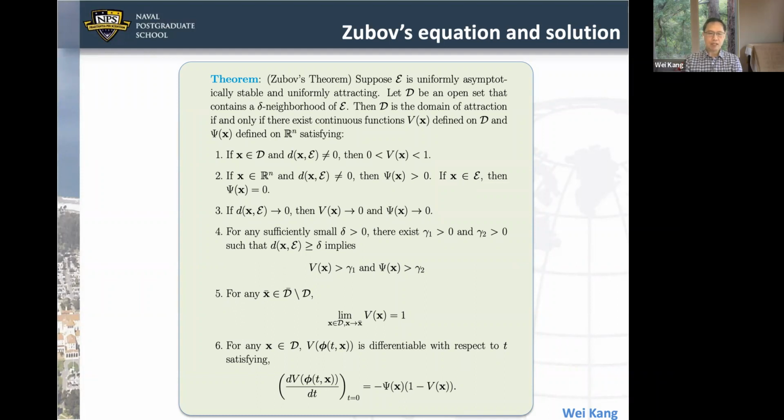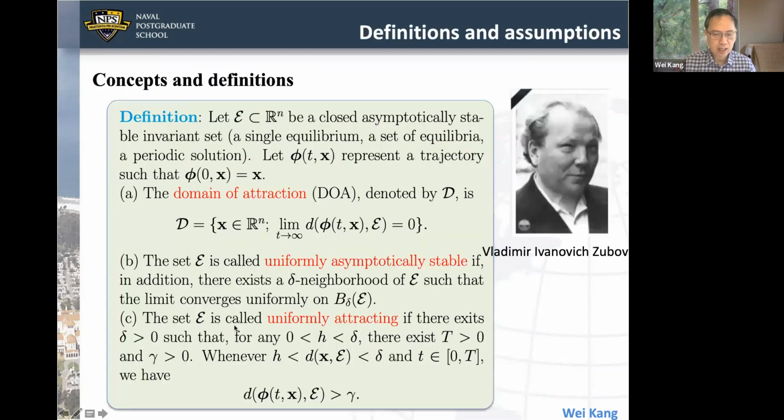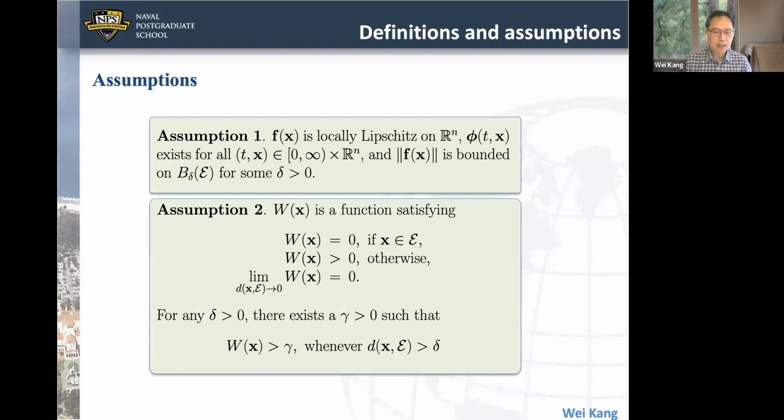Now, as I said, I propose two different solutions. Let's start from this integral form solution, and how to solve this one. Here, I need a few assumptions. I think they are not too bad. These assumptions are not too tight.